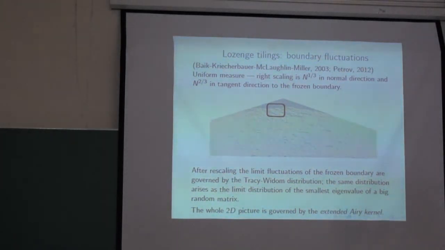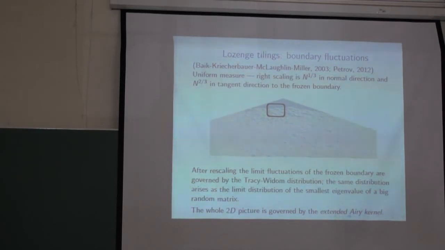So for example, if you look at the lozenge tiling, we know that on top there is a frozen boundary. You can ask what happens on the boundary of the frozen region. And the answer will be the following: if n is something like the linear size of the side of your hexagon, and you do scaling of order n to the 1/3 in the normal direction and n to the 2/3 in the tangent direction to the frozen boundary, then you see something non-trivial in the limit.